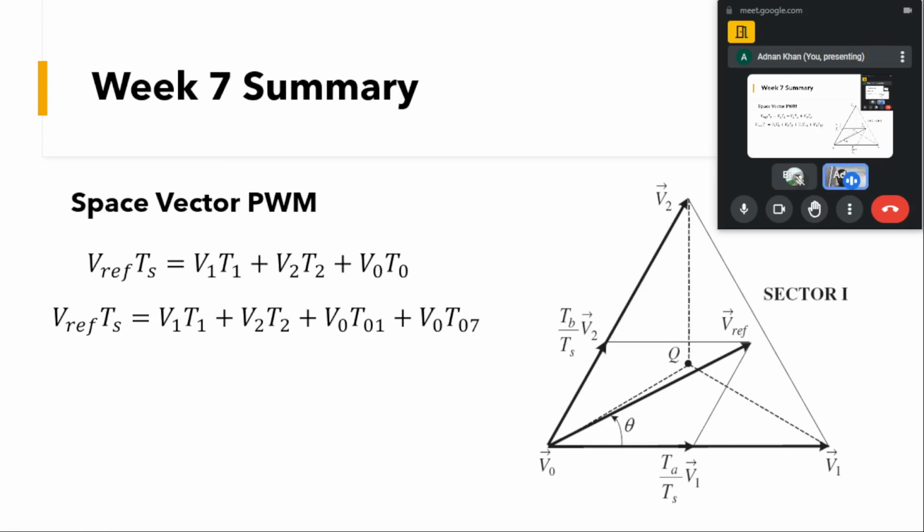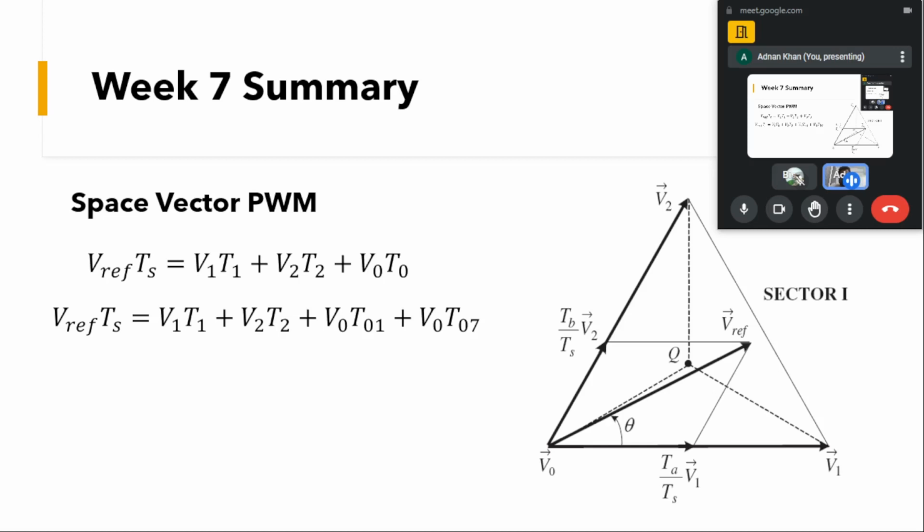But we know we have two zero vectors that are determined if we turn on all the top switches or all the bottom switches. So what we do here is divide this zero interval into two equal halves. For half of the portion the 000 vector will be on, and for the other half the 111 vector will be on, so that we have an equal distribution of losses, with bottom and top switches on for the same interval of time.